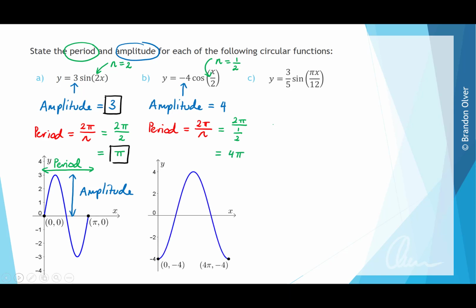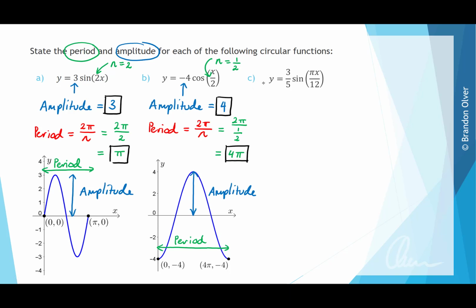So on our sketch of this function, we can see that our amplitude is the distance from the mean y value, which is y equals 0, and the maximum, which is 4. So that is the amplitude, which we said before equals 4. And now when we go between 0 and 4 pi, that's the interval of one cycle of the graph, so that's the period. And we worked that out before to be 4 pi.